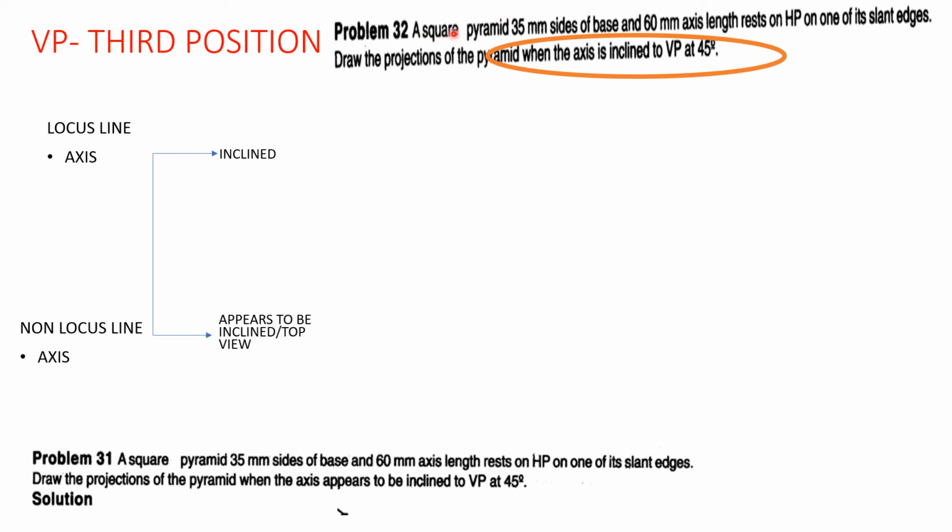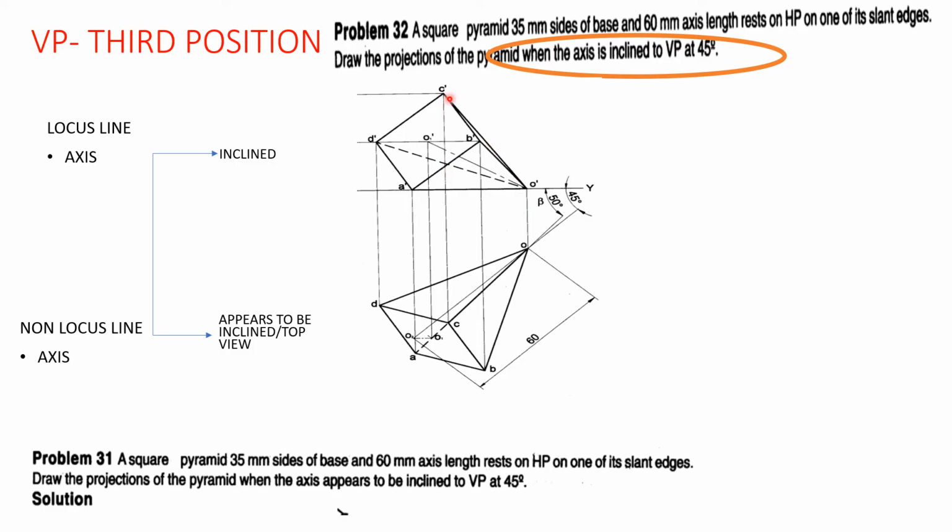If they say there is a pyramid base resting on one of its slanted, meaning resting on a corner. Draw the projection of the pyramid when the axis is inclined to VP at 45 degrees. That means it's a locus line problem, axis is inclined. But if you see how exactly we're going to do it, I have taken only the third position where we need to find the beta here. They have given 45 degrees, we need to find beta, that's 50 degrees. So same procedure again. First is the axis, that is 50, and the given angle is 45. We will get a horizontal line, then the second length arc, then move the prism or pyramid to this position.